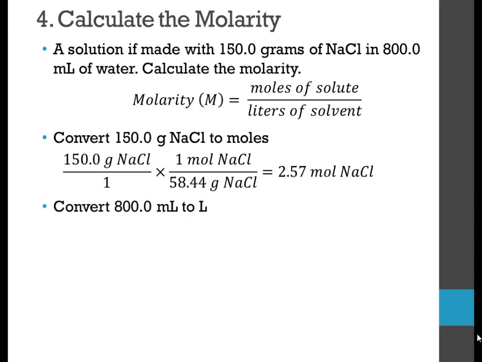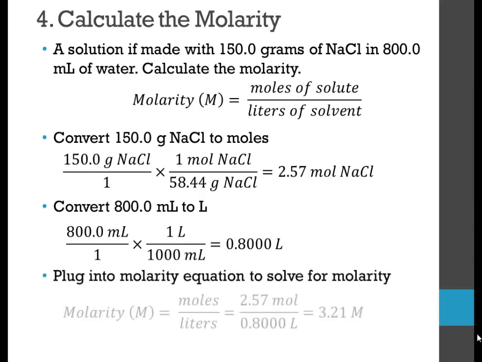Next, I've got to convert my 800 milliliters into liters. So this is just a metric system conversion. The nice thing about the metric system is that everything is based on powers of 10. So I need to put milliliters on bottom, liters on top to cancel. Milli means 1,000 times smaller. So 1 liter is 1,000 milliliters. So 800 divided by 1,000 gives us 0.8 liters.